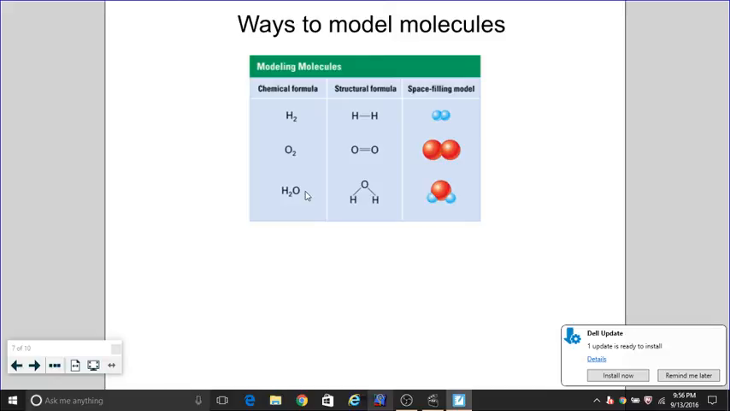Alright, so that ends our notes on reviewing the structure of an atom, how to read the periodic table, and our introduction to ionic and covalent bonds.